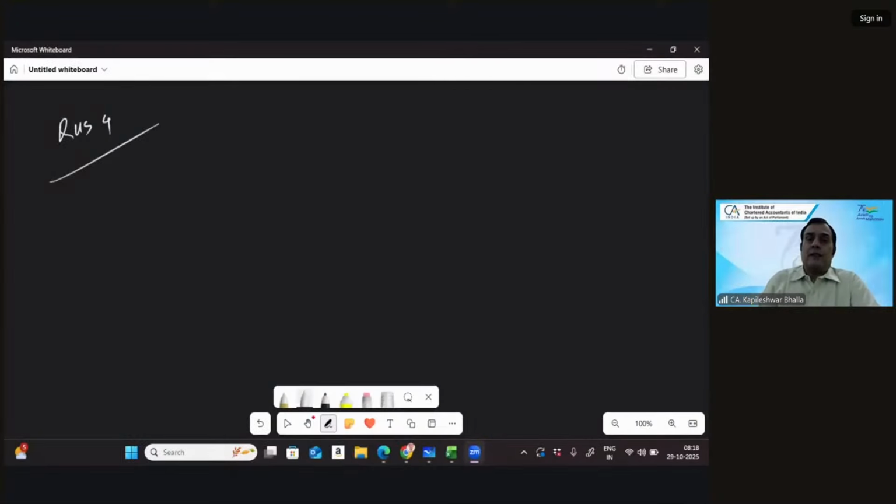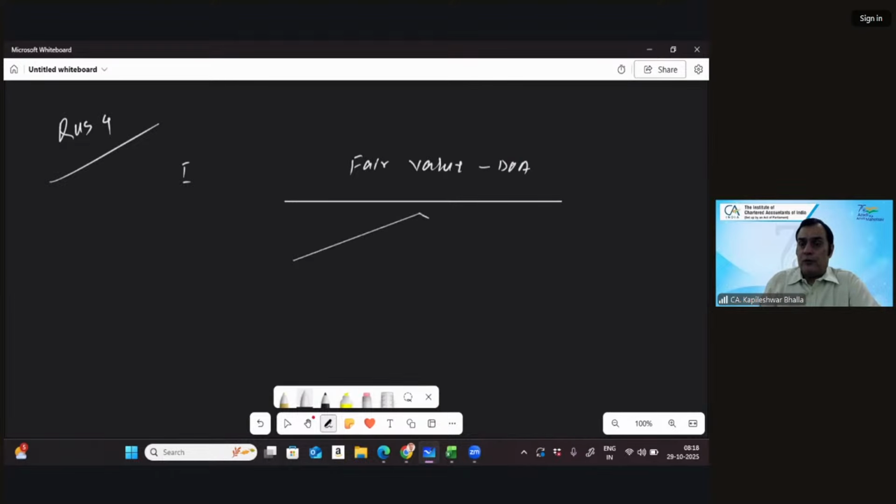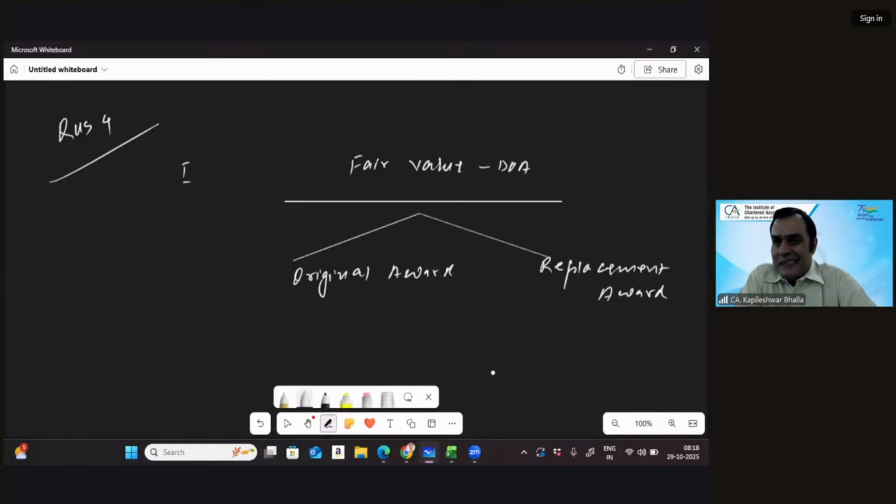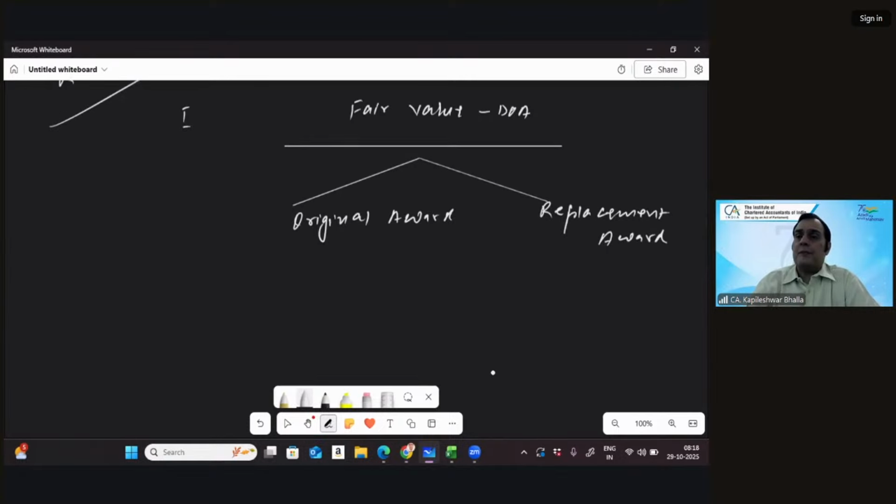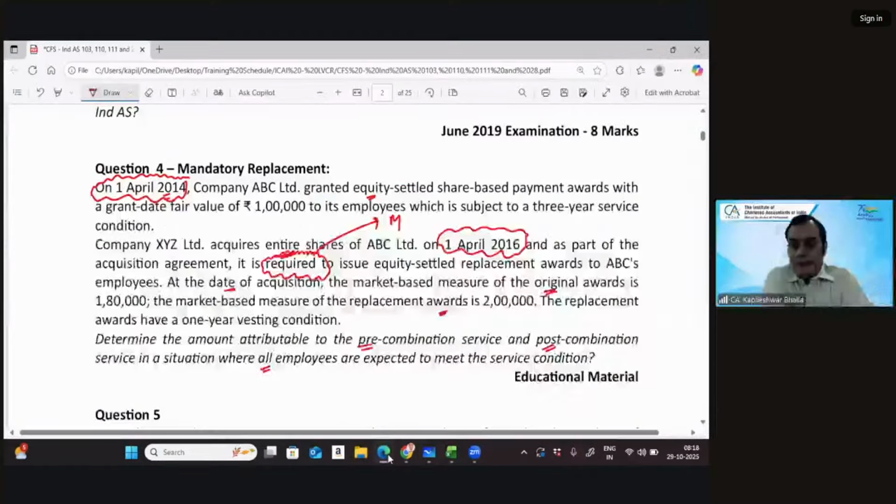Okay, let's again organize the input. Let's first of all consider the fair value. This is the fair value on the date of acquisition. You just need to organize the fair value on the date of acquisition for the original award, and you also need to organize the fair value of the replacement award. So the first step is just organizing the data for step number 2 as well as for step number 3. Now let's go back and see the data.